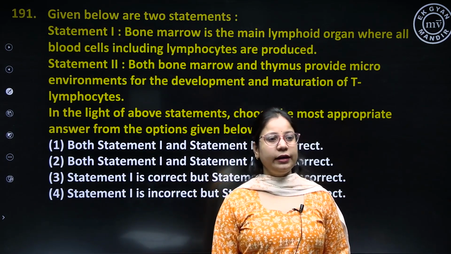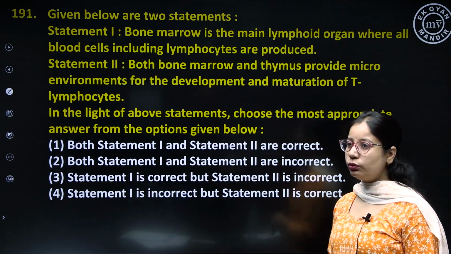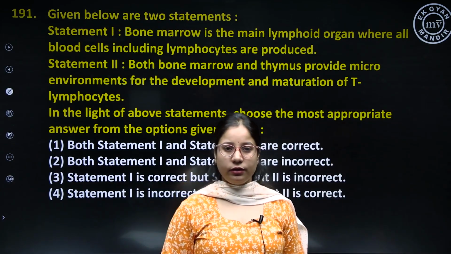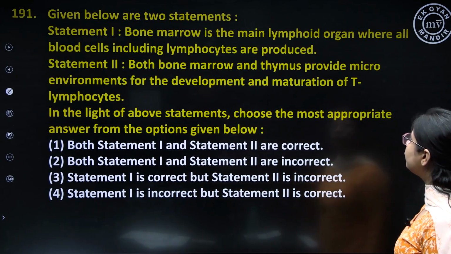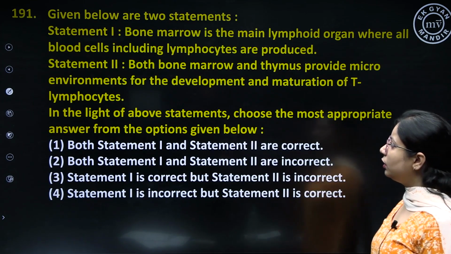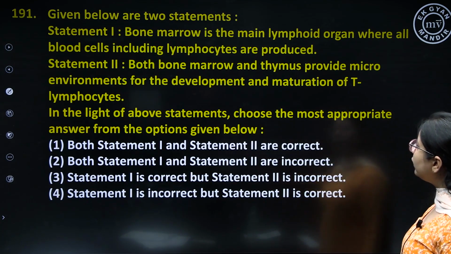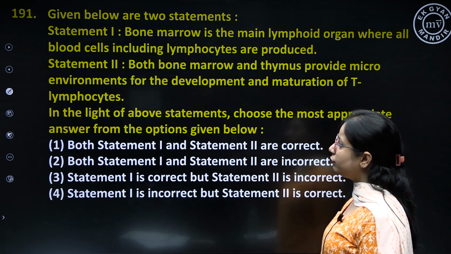Question number 191. Again, we have two statements. Out of the two statements, we have to choose whether both are correct or one of them is correct. Statement 1. Bone marrow is the main lymphoid organ where all the blood cells including lymphocytes are produced. Statement 2. Both bone marrow and thymus provide microenvironments for the development and maturation of T lymphocytes.